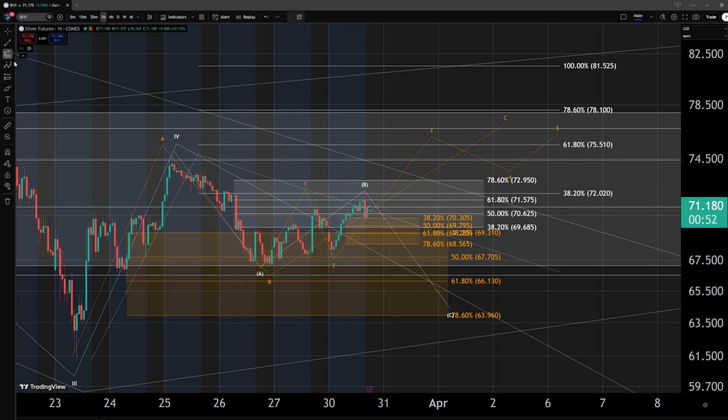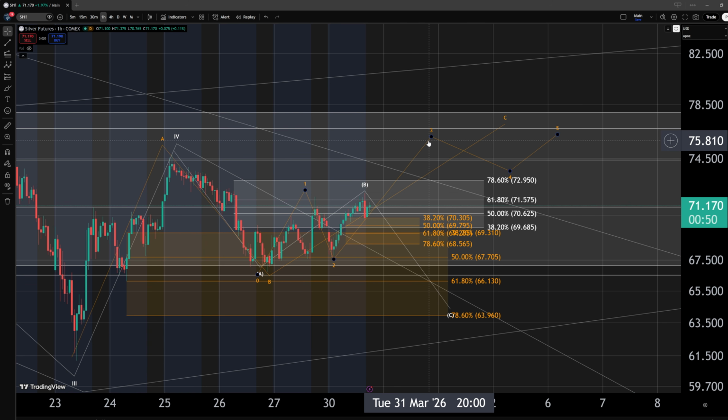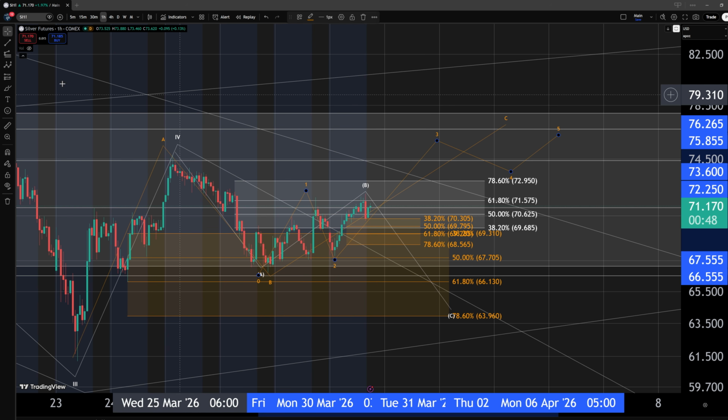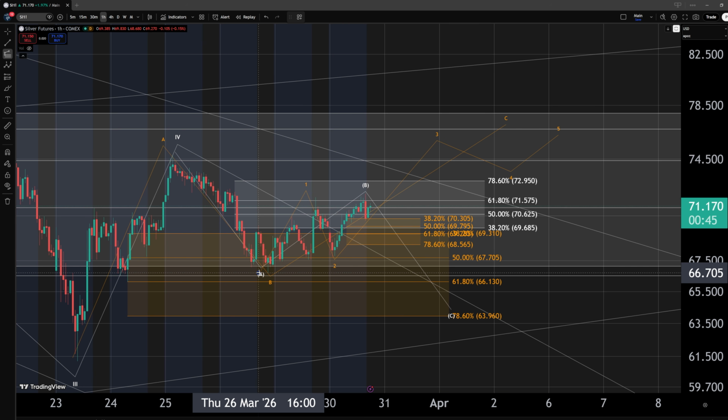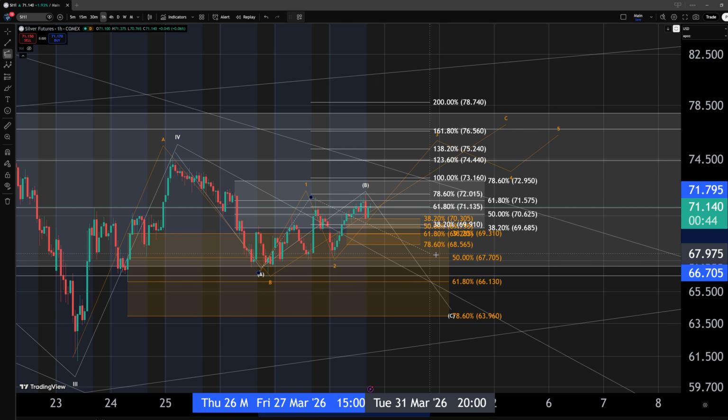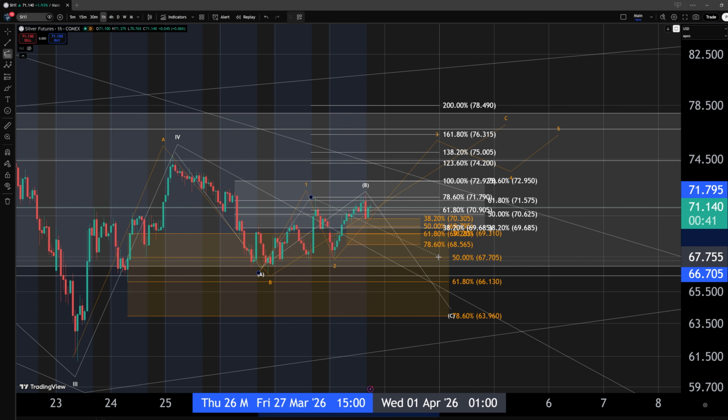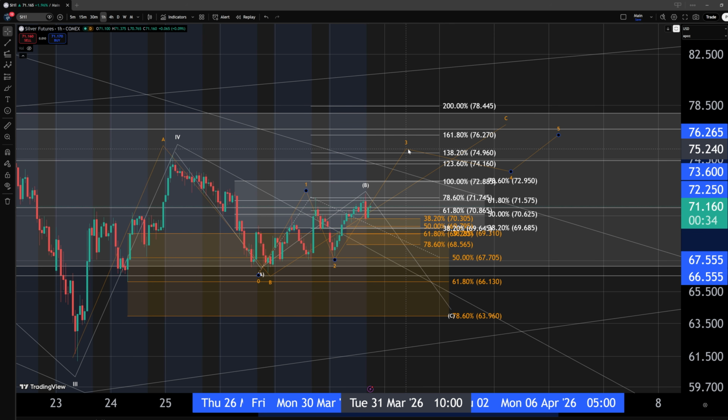In terms of an ideal target for the wave 3, this orange wave 3, we can also provide that. That would be the 138.2% extension of the wave 1. $75 would be the level I would be watching for this wave 3 to develop in.